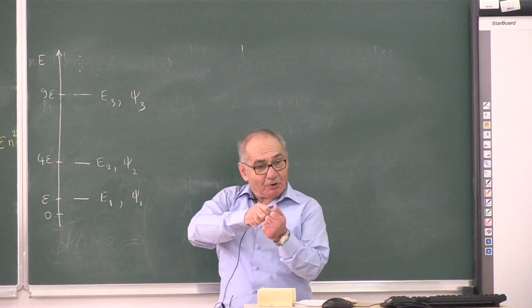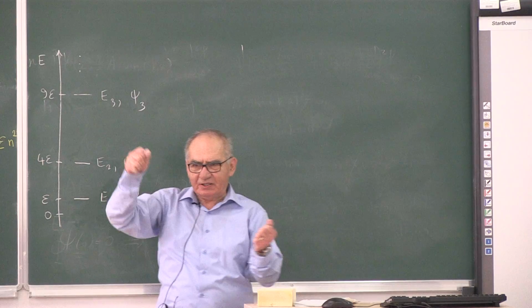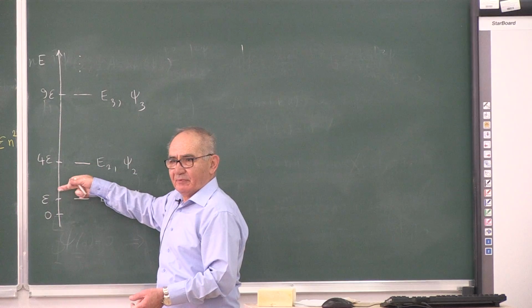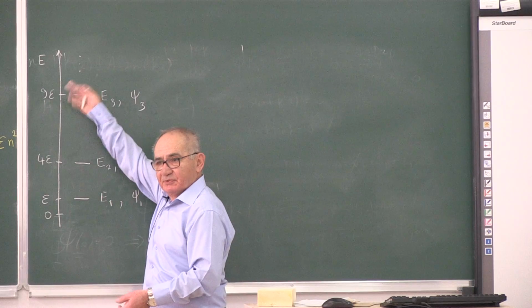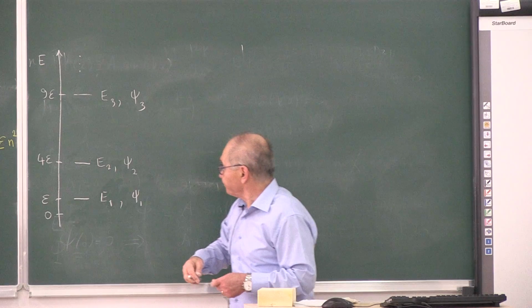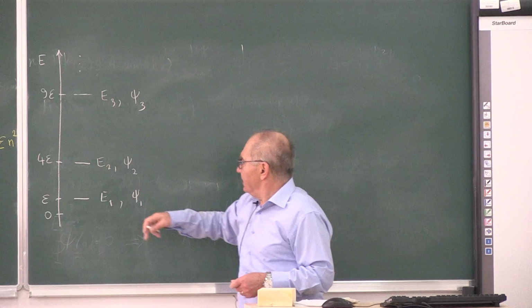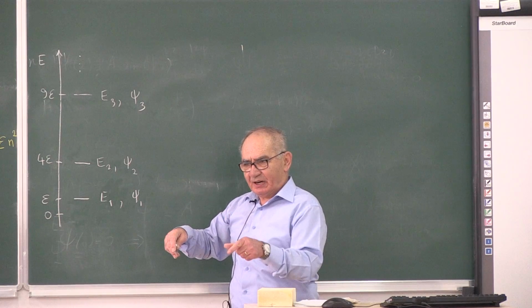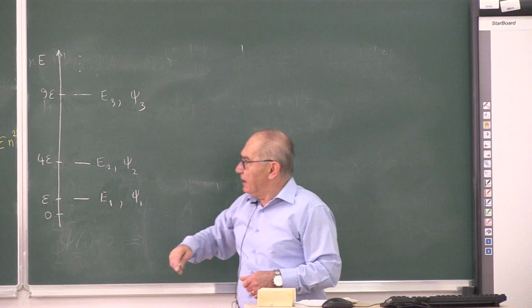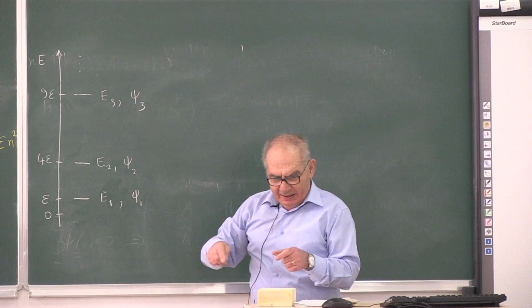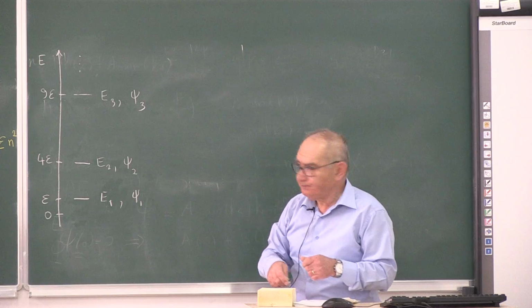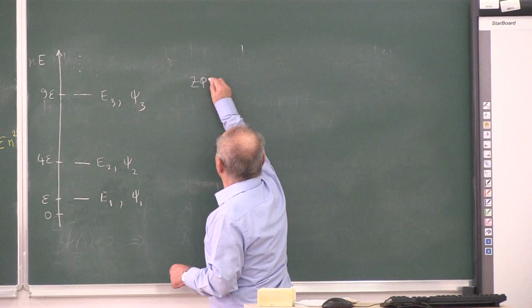You see, are they continuous? Are they continuously changing from one value to another one? No, jumping from epsilon to 4 times epsilon to 9 times epsilon. Discrete or quantized energy levels. What is the ground energy level, lowest energy level? Eps. Okay. Now, there is a useful concept called zero-point energy. Zero-point energy.